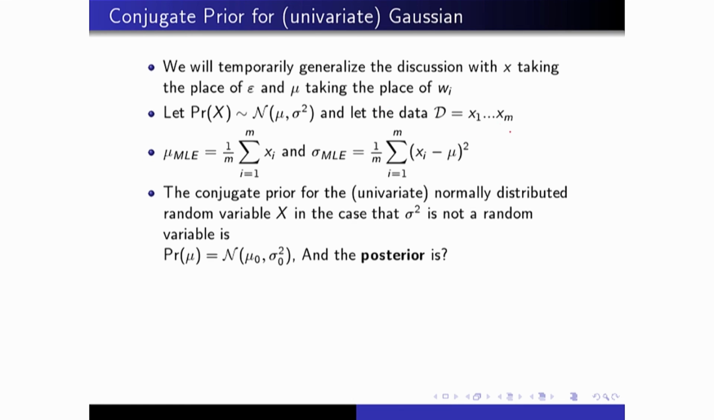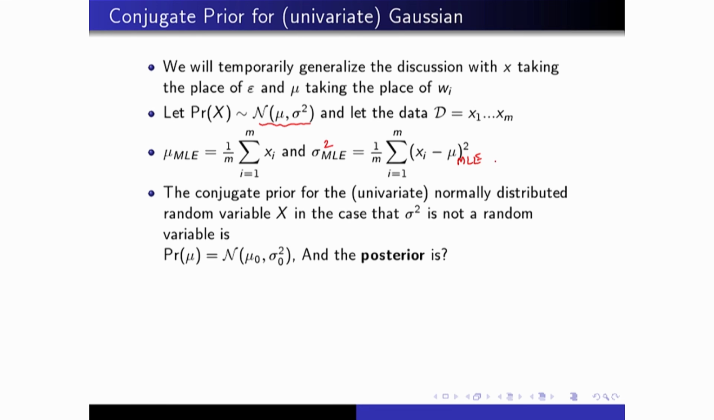Now let the data be x1 to xm, each instance being IID, with a Gaussian distribution with mean mu and variance sigma square. So we know that the maximum likelihood estimate is the average of the points in the case of the mean, and in the case of sigma square, it's basically the average squared deviation.